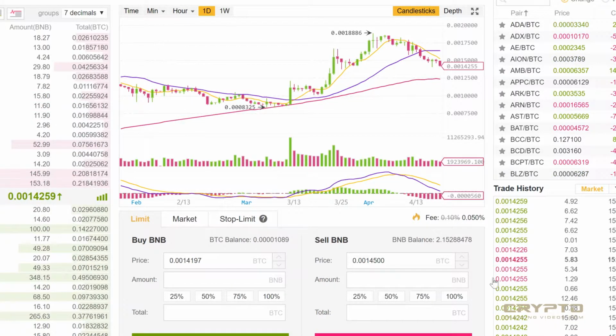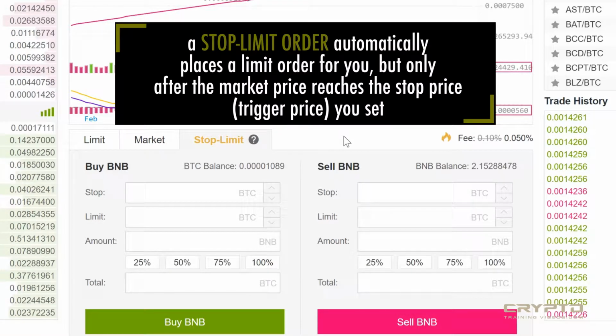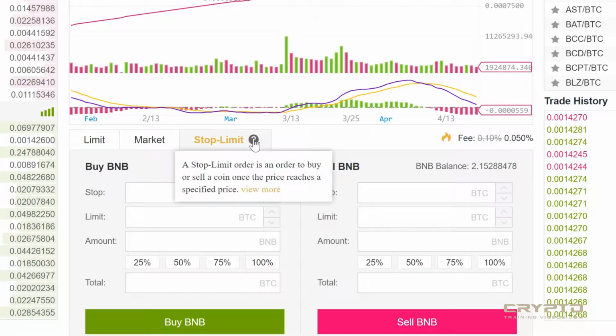Last but not least, let's talk about stop limit. Stop limit orders look pretty close and pretty similar to a limit order. And essentially they are a limit order. There's just one extra step involved. But first, let's see what Binance has to say.